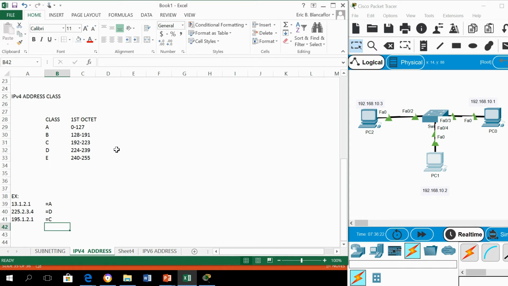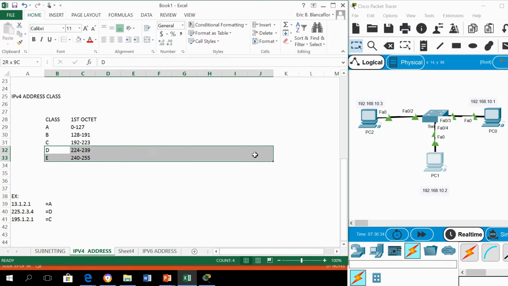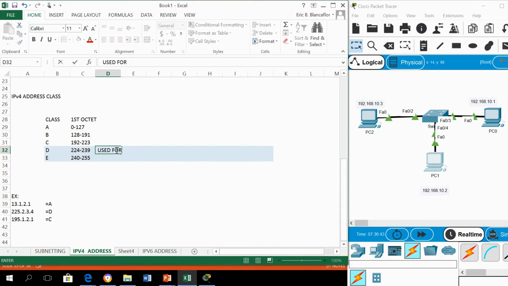Okay. You know what? What we see in our devices and on the internet are only within the A, B, C range. Class D and class E are special. Class D is usually used for multicast, multicasting.